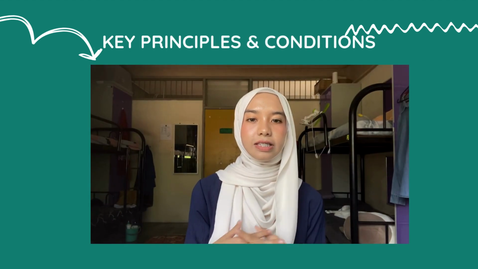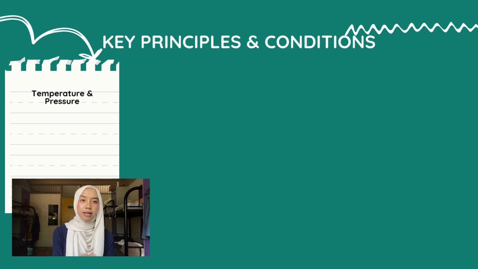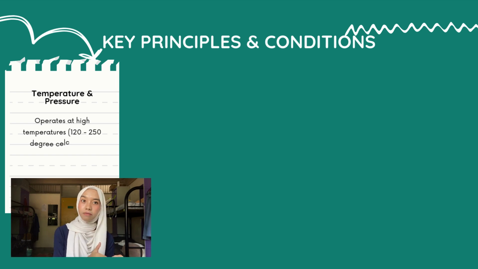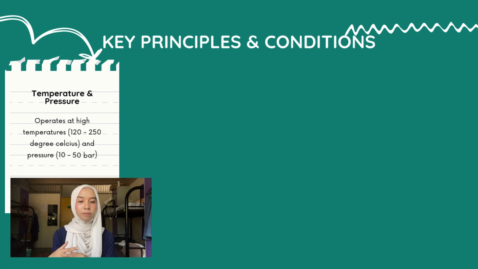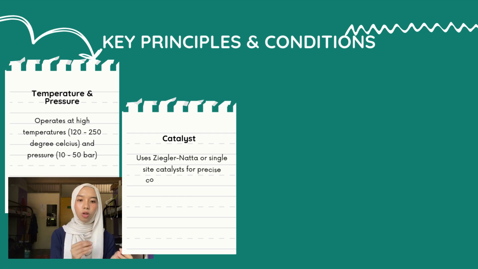So next are the key principles and conditions. The first one is temperature and pressure. It operates at high temperature between 120 to 250 degrees Celsius and pressure between 10 to 50 bar. The second one is catalyst. It uses Ziegler-Natta or single-site catalyst for precise control over the molecular weight and polymer properties.